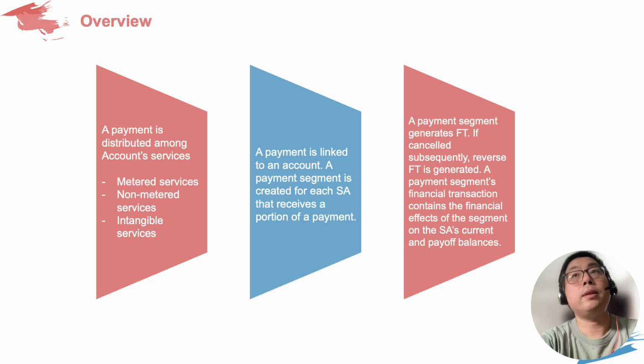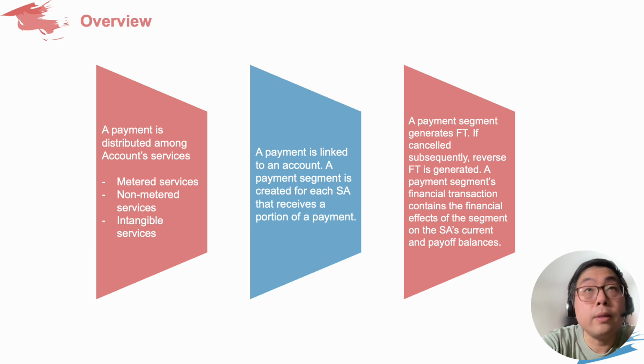Right, so I think this overview is probably a recap of what we already did in the last session. So first, a payment is distributed amongst the account's services, so service agreements, in other words. That could be metered service, non-metered service, or intangible service. We talked through that in the last video. A payment is linked to an account. A payment segment is created for each SA that receives a portion of a payment.